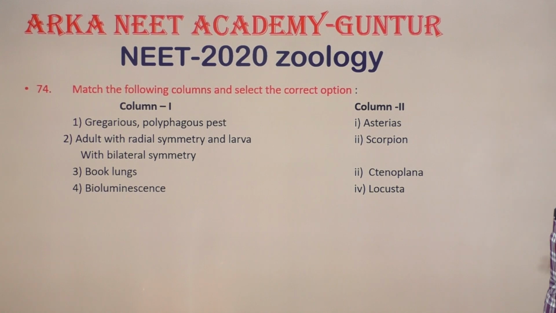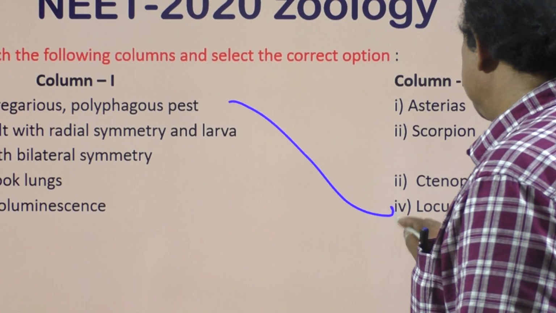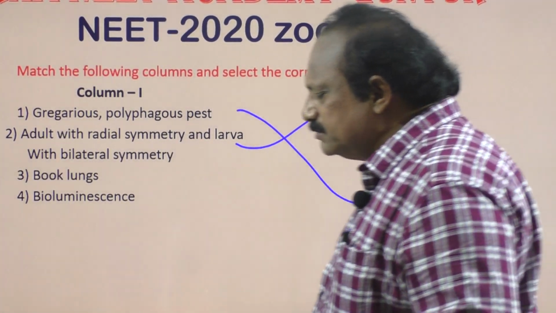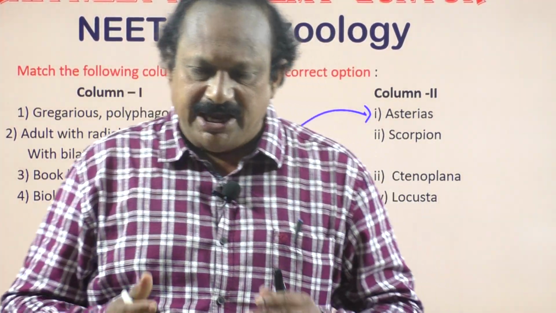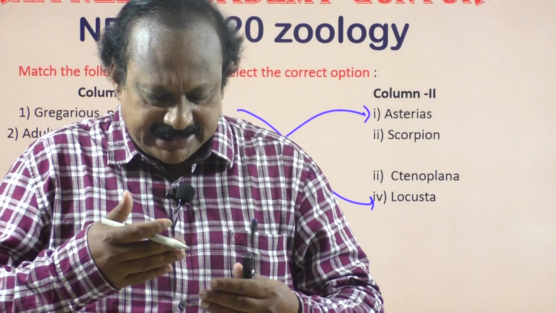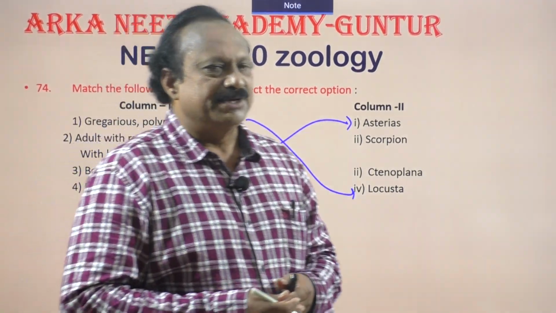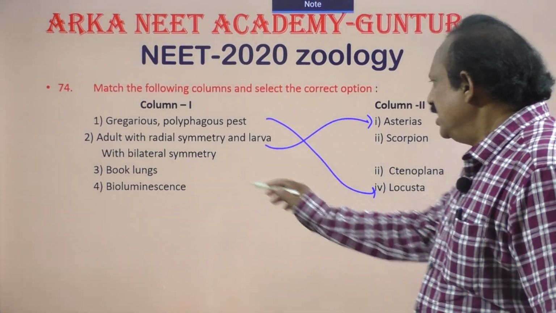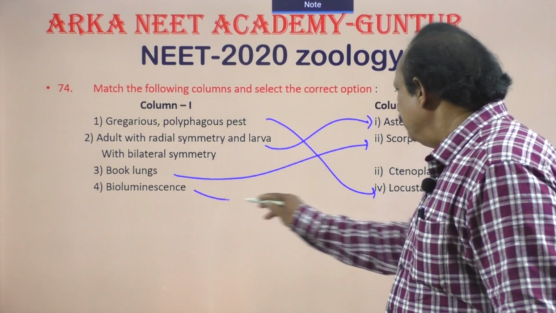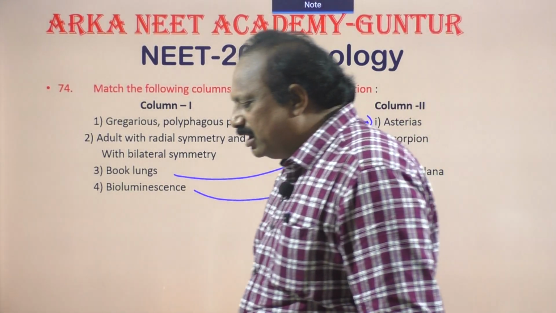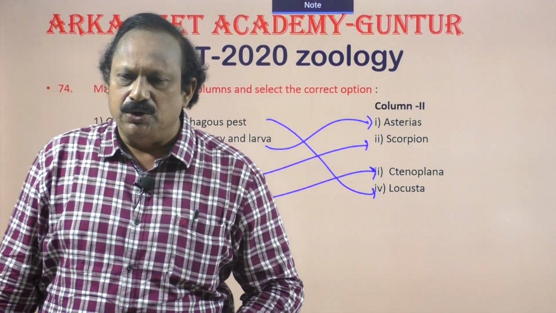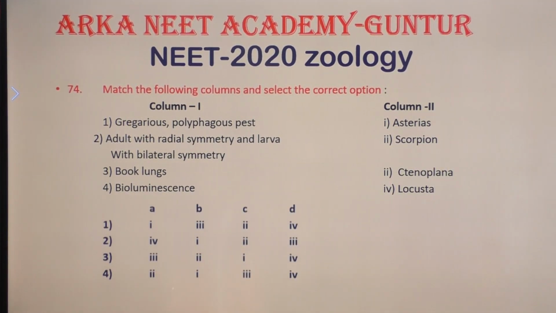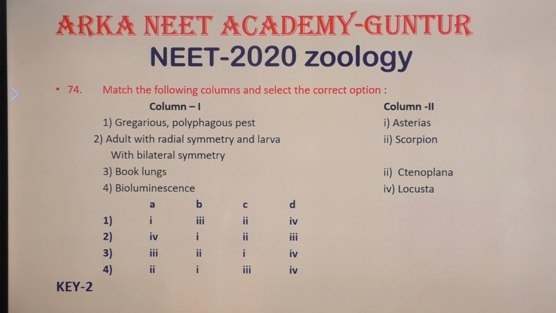Now again the matching. The gregarious pest, Locusta. Next, adult with radial symmetry. This is Asterias. In echinoderms, the larval forms have bilateral symmetry. When they grow adult, they lose the symmetry and transform to radial symmetry. So adults have radial symmetry and larvae have bilateral symmetry. Book lungs are present in the scorpion. Bioluminescence is exhibited by Ctenoplana, which belongs to the phylum Ctenophora. So this is the correct matching. Now the second one is the correct option.